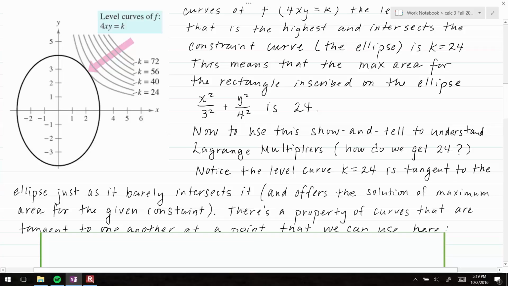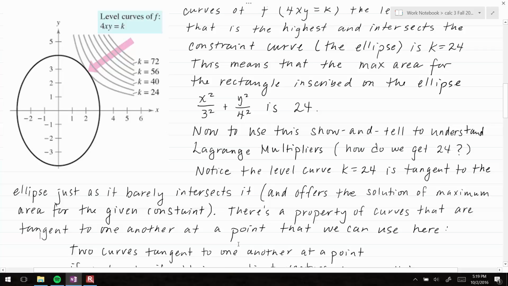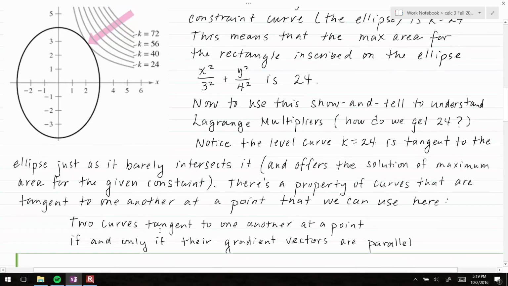So I kind of described this stuff already. So here's the property. Two curves are tangent to one another at a point if and only if their gradient vectors are parallel. It turns out this is a really key observation to connect here with this problem.